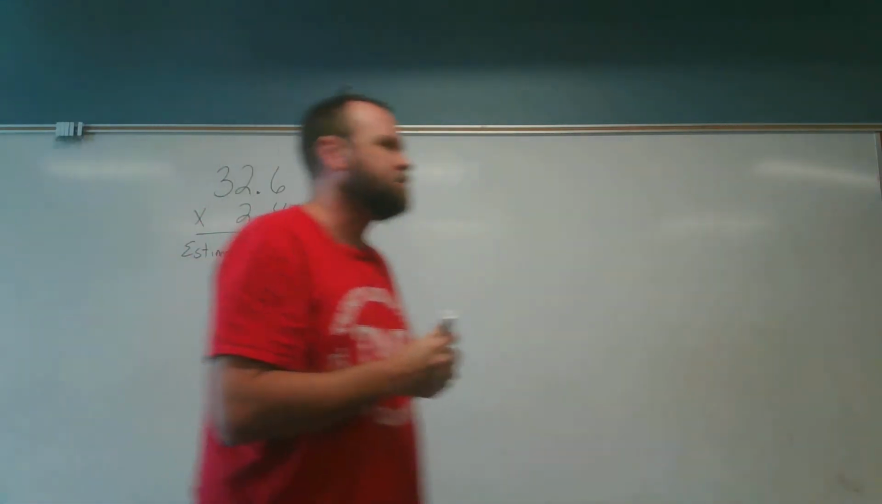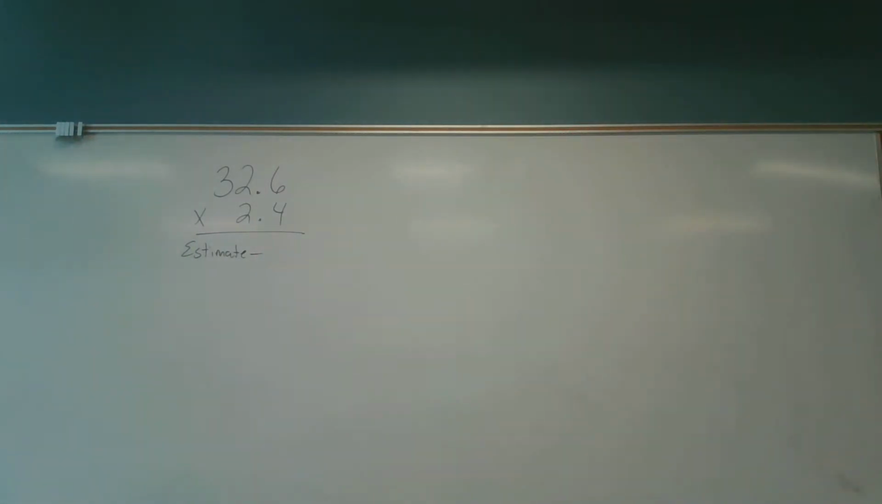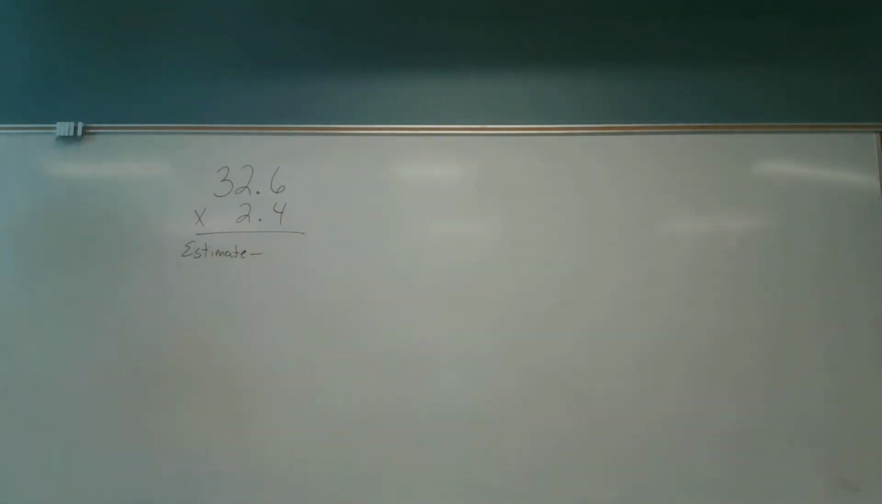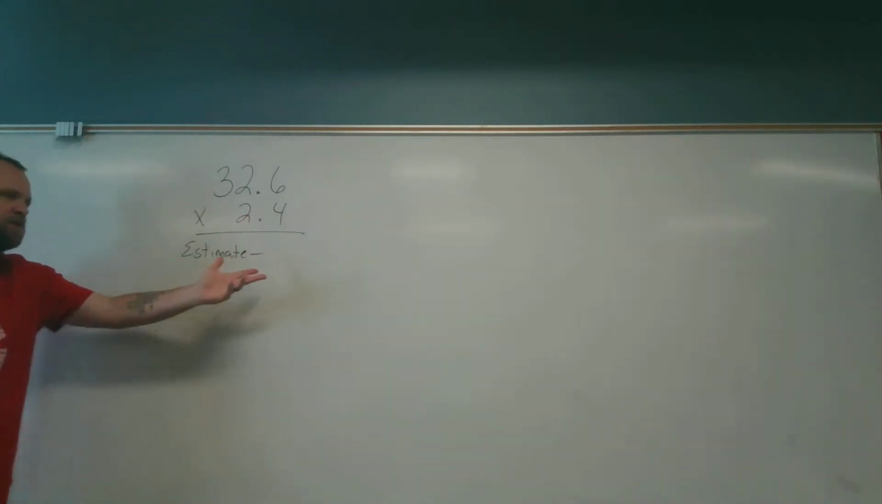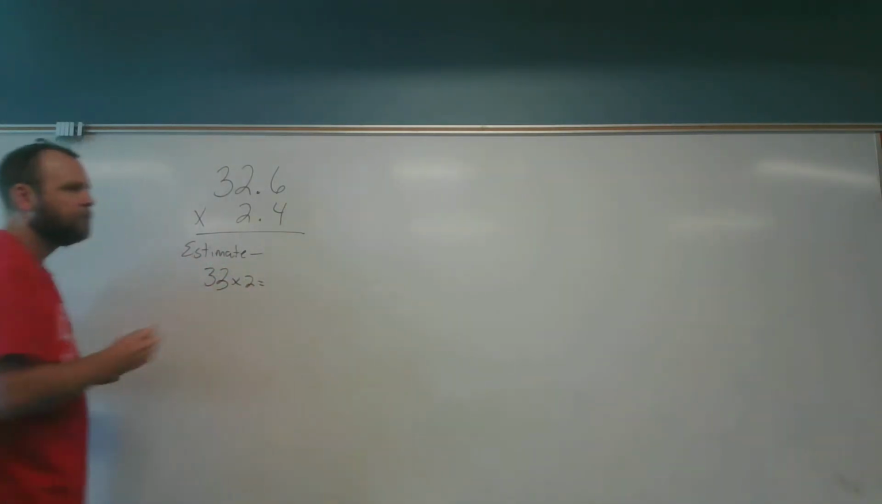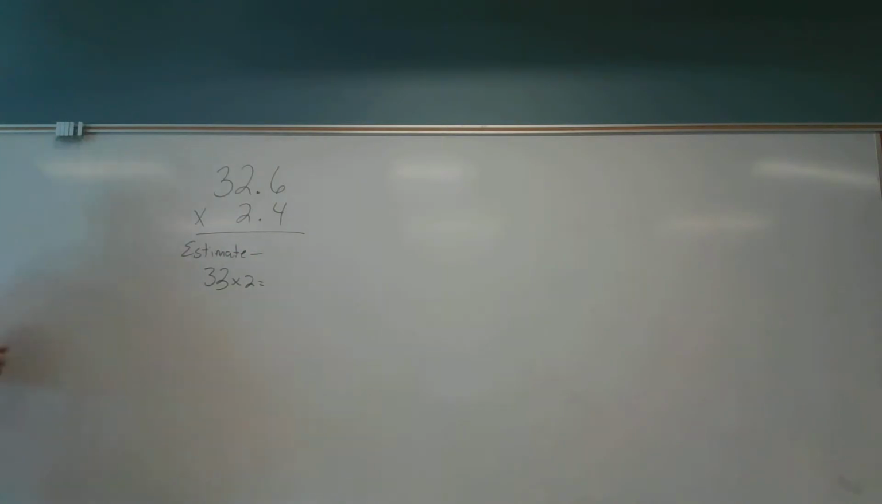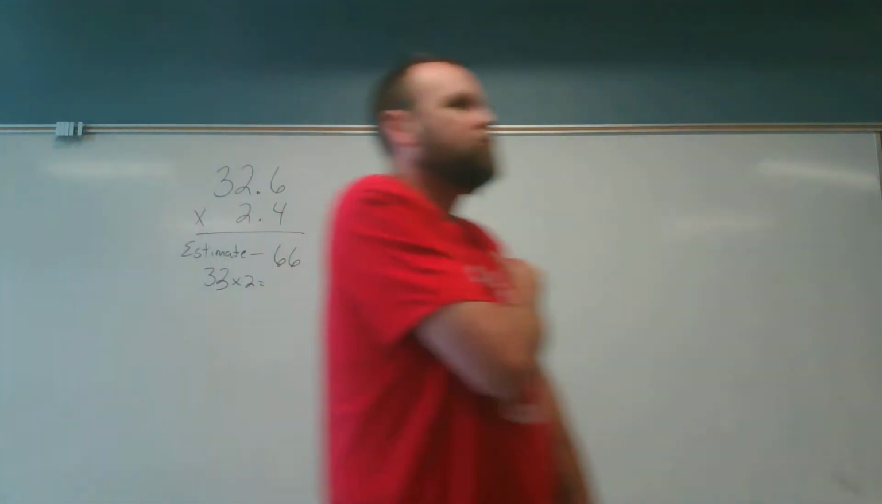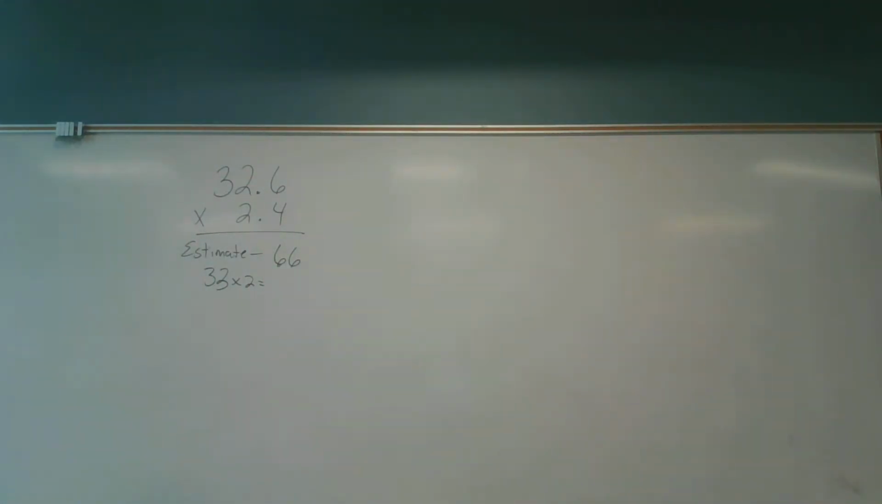Now, Dylan, before we do this, we're going to estimate an answer here, because this is going to help us figure out where to put the decimal point. Now, there's another way, and we'll talk about that as well. But if you estimate, it gives you a good idea of where to put the decimal point. So, Dylan, let's say 32 and 6 tenths is closest to 33. 2 and 4 tenths is closest to 2. So what would 33 times 2 be, Dylan? 66. So if you are doing this problem, your answer should be near 66.